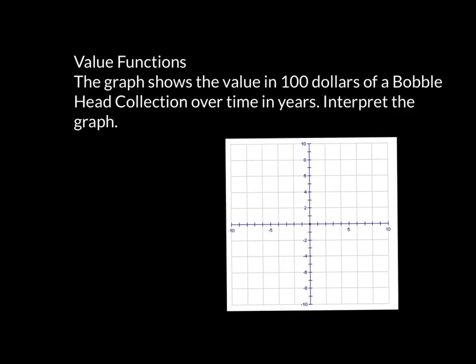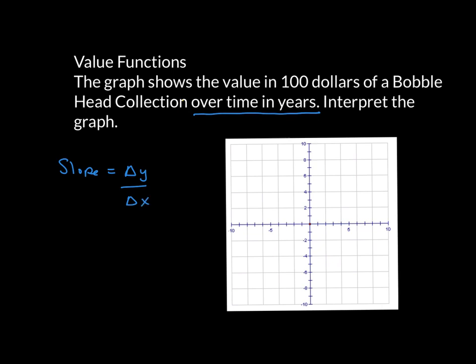A skill that's really important is being able to look at a graph and understand what the x and y coordinates are and what the slope is. So if I'm looking at a graph that shows the value in $100 of a bobblehead collection over a time in years, and we want to interpret the graph, first we want to label x and y. A key word here is over time in years. Now, what this tells us is it refers to slope, because the slope is the change in y over the change of x.